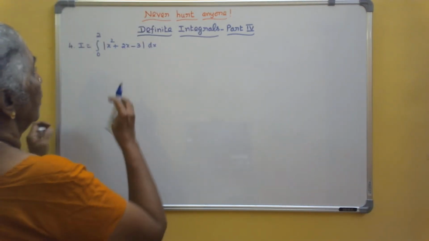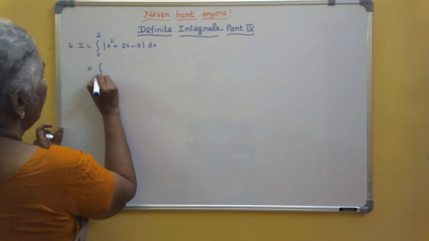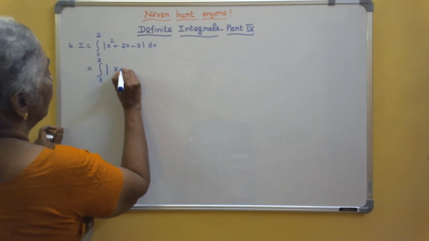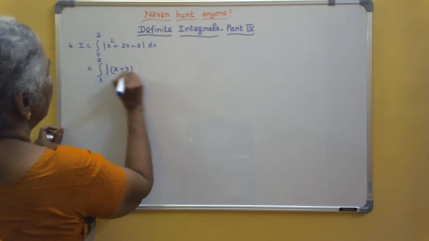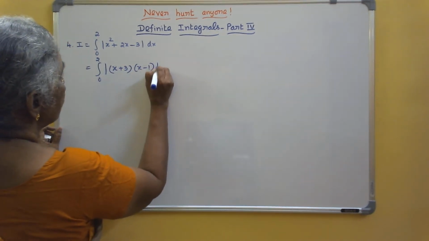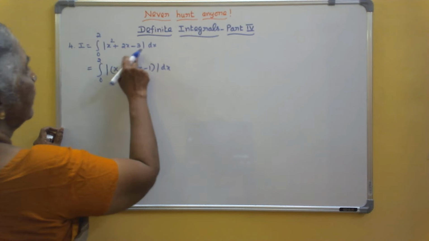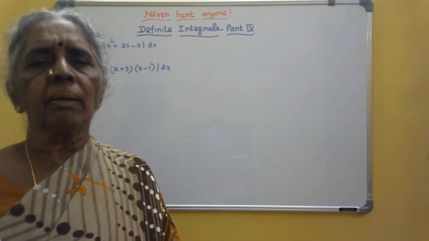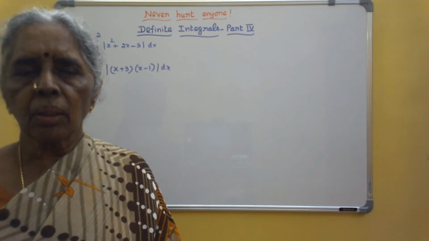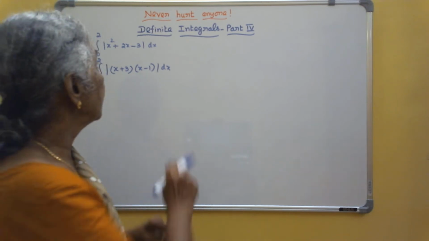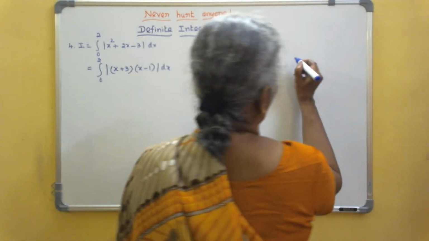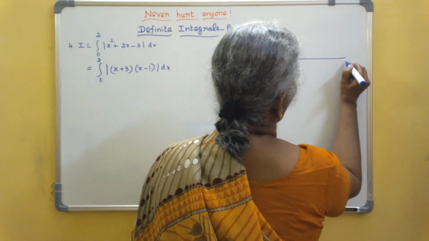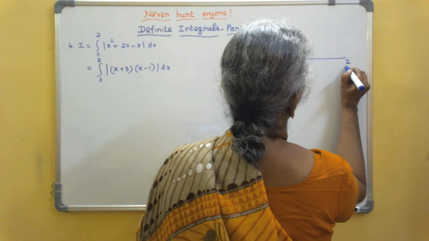So here you can factorize it and you can write it as mod. What will you get now? You will get x plus 3 into x minus 1 dx. If you factorize this quadratic, you are getting two linear functions. Okay. So now here again, your a is 0, right? A is 0, your b is 2.